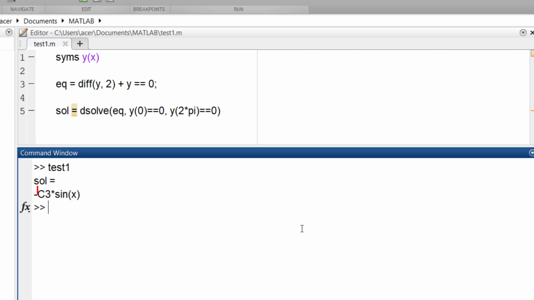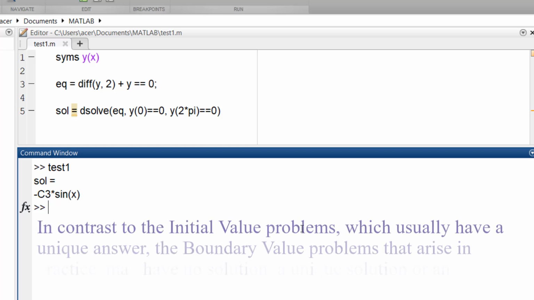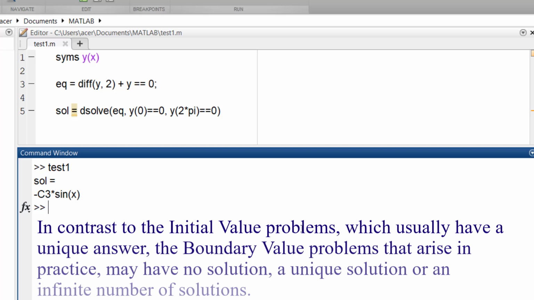Notice that we have an arbitrary constant in our answer, so the answer is not unique. In contrast to the initial value problems, which usually have a unique answer, the boundary value problems that arise in practice may have no solution, a unique solution, or an infinite number of solutions.